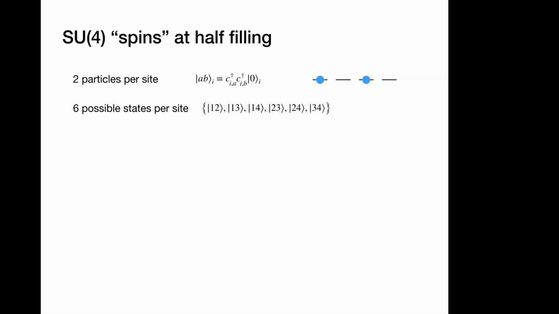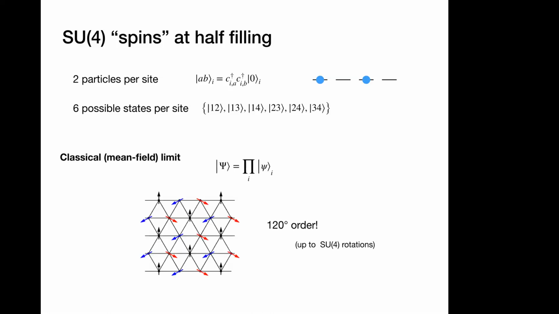And now to understand what kind of phases this system could host, we could use our experience from SU(2) spins and try to understand first what the classical ground states of the system are. I won't go through the details here. It's a bit complicated algebra, which involves mapping these SU(4) spins to essentially SO(6) degrees of freedom. But I'll just state the final result.